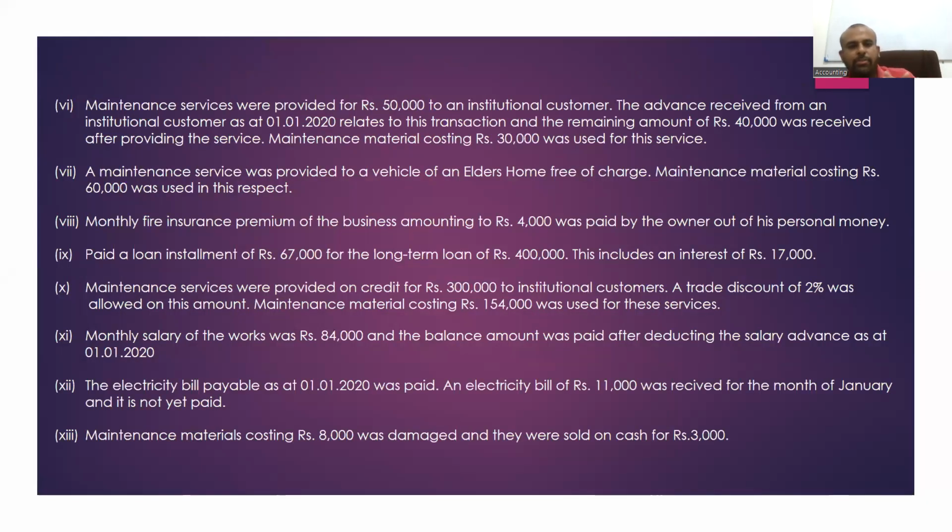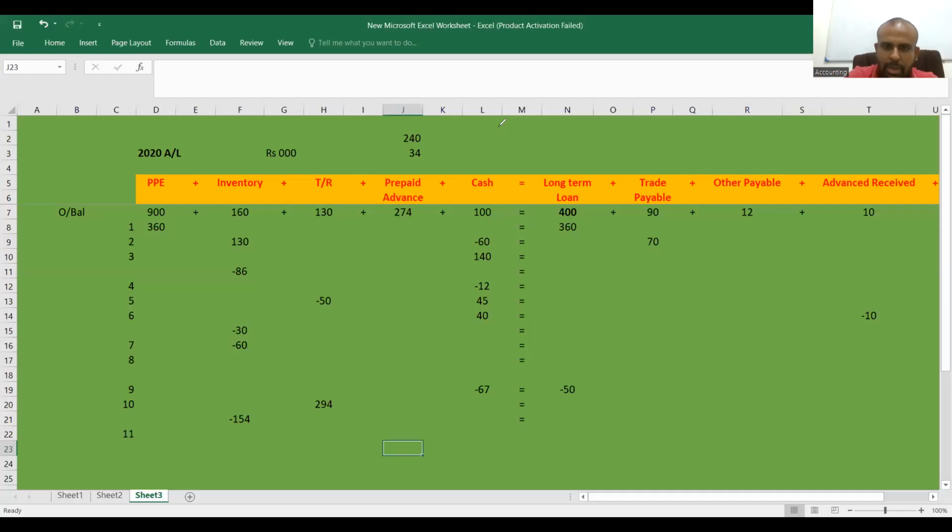Monthly salary of the workers was 84 and the balance was paid. We need to pay them 84,000 as monthly salary. We need to pay 84. That is our expenditure. But out of that we have already paid an advance of 34. Then how much are we supposed to pay? 50,000. How much do we pay in cash? 50,000. Right. Okay. How are you supposed to record this then?